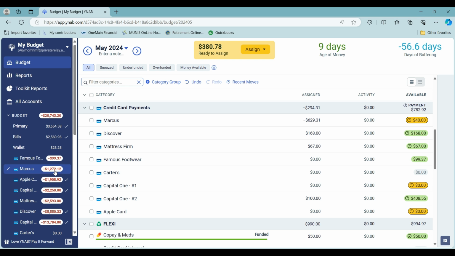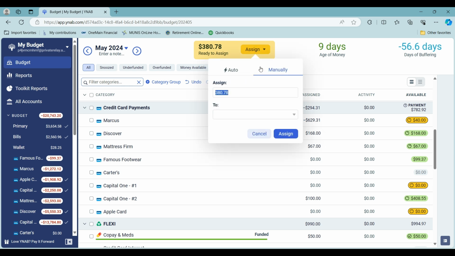Oh, so really what I need to pay, let's see, $1,272.12 is what is due. $860 of this money is what I'm hoping is going to come back from my dental insurance. So $860, it's $412.12 to go to pay off the amount for my plane tickets. So we only have $380.78. So you know what? I'm going to put $370.78 to Marcus.